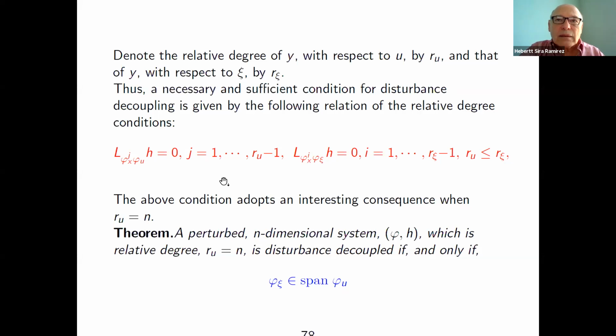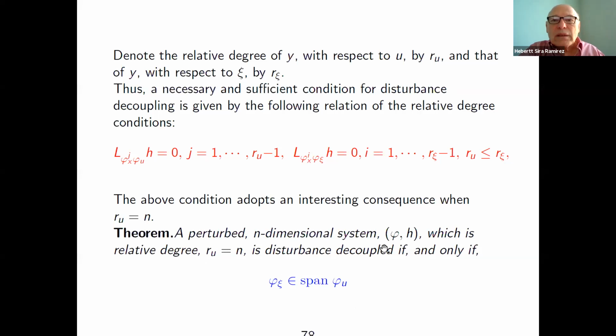So the theorem that characterizes that borderline case is that a perturbed n-dimensional nonlinear system, which is relative degree n, is disturbance decoupled if and only if the partial derivative of the state map with respect to the disturbance is found in the span of the vector obtained by the partial derivative of the next state map with respect to U. And in this case, we say the relative degree is n because it might be r, but it's the same relative degree for the two of them.